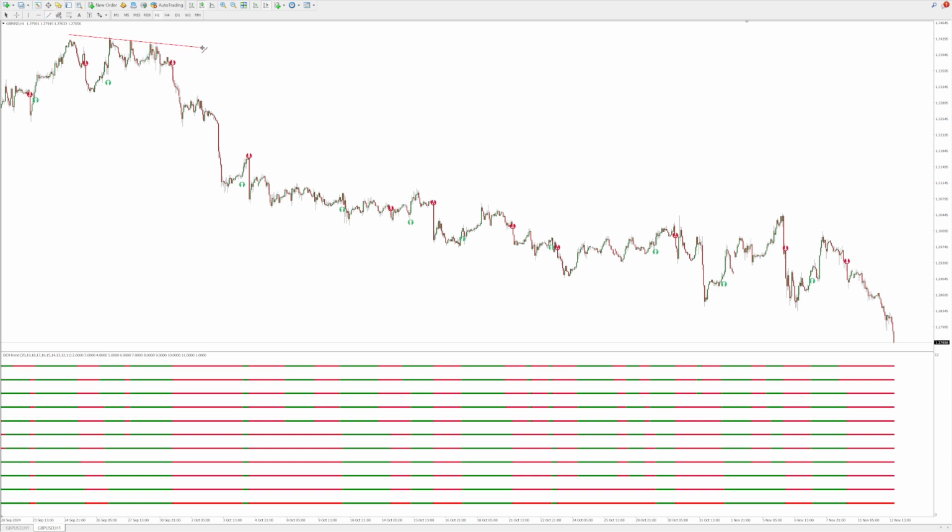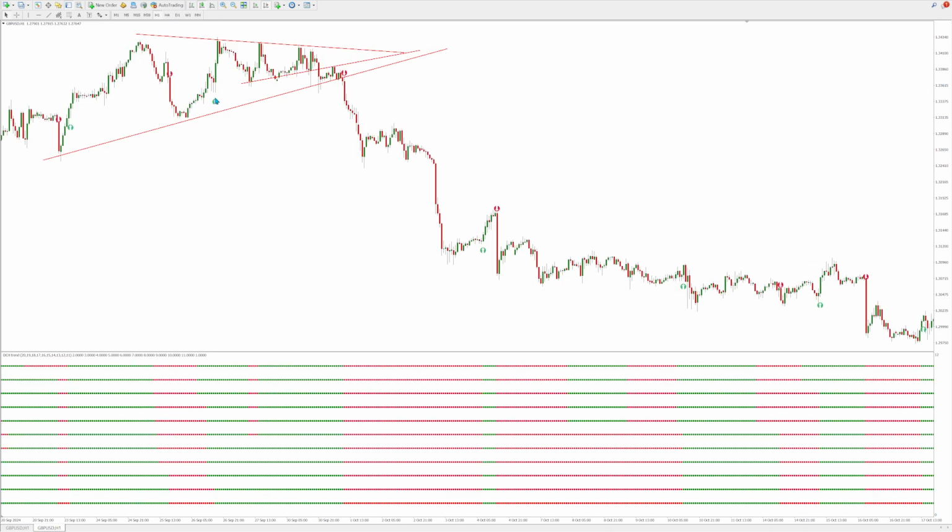You can see that the market was making lower highs here. You had this nice wedge formation here, breakout to the downside there. Arguably, the initial breakout was here, this level. I'll just zoom in to show you.